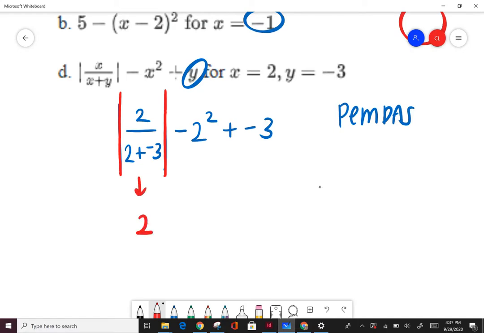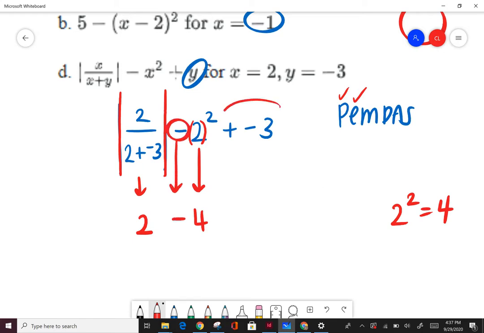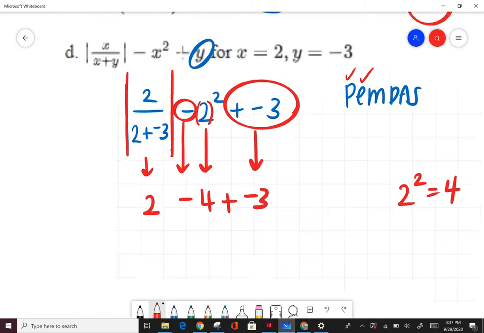Next we have to do exponents. Here's the exponent, and notice we're squaring the 2, not a -2. So 2 squared gives us +4. I'm going to make that a 4, but do you see that negative in front of it? We have to bring that down as well. And then I'm going to bring this down, so plus a -3.